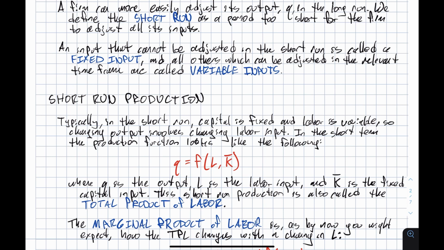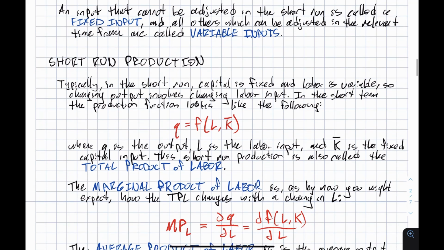Short run is just defined as a time period in which you can't adjust everything. And often the way this is modeled is that we can adjust labor in the short run, and capital and labor in the long run. But typically it's spelled out for us when we approach problems. So a fixed input is an input that can't be adjusted in the short run. We have at least one fixed input in the short run. Everything else is what we call a variable input.